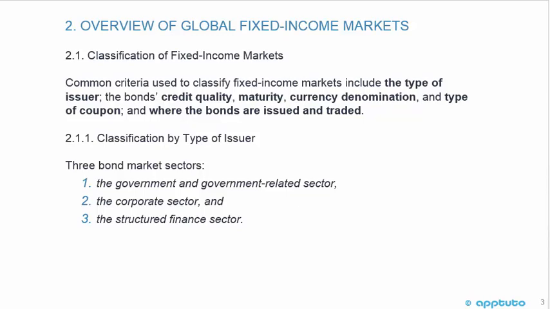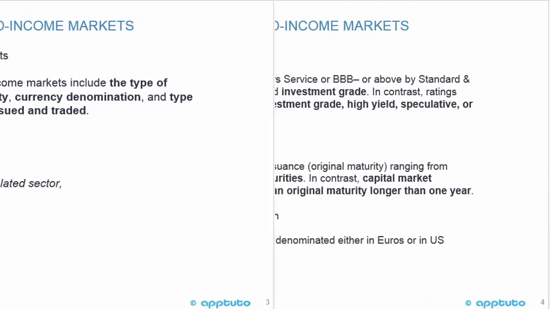So first we'll look at the classification by type of issuer, and we can see that there are 3 bond market sectors. 1, the government and government-related sector. 2, the corporate sector. And 3, the structured finance sector.